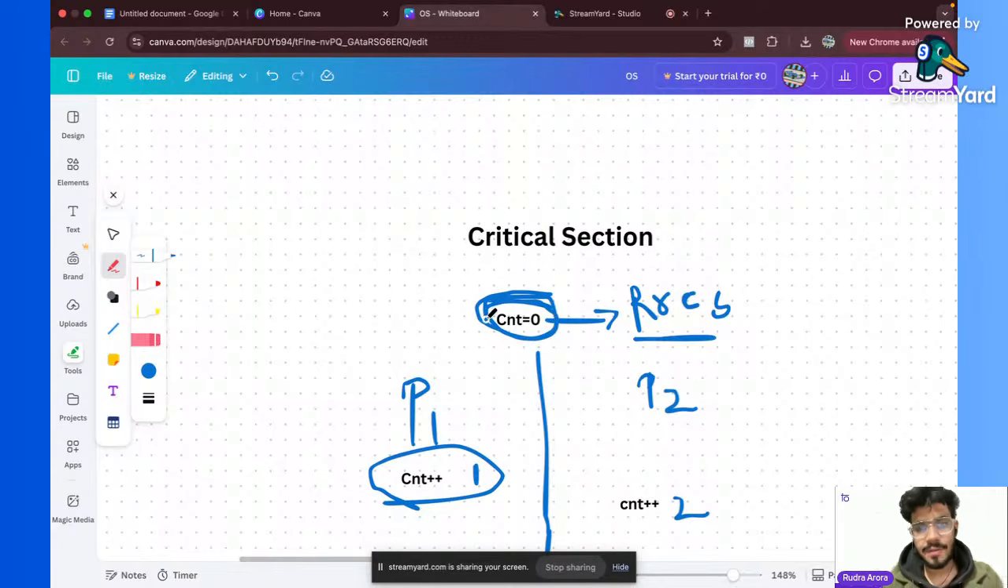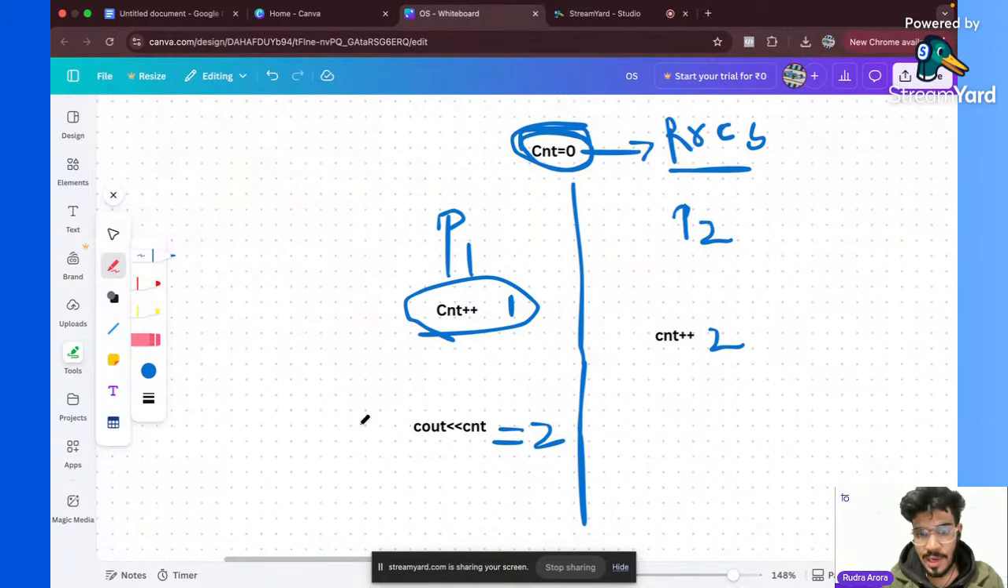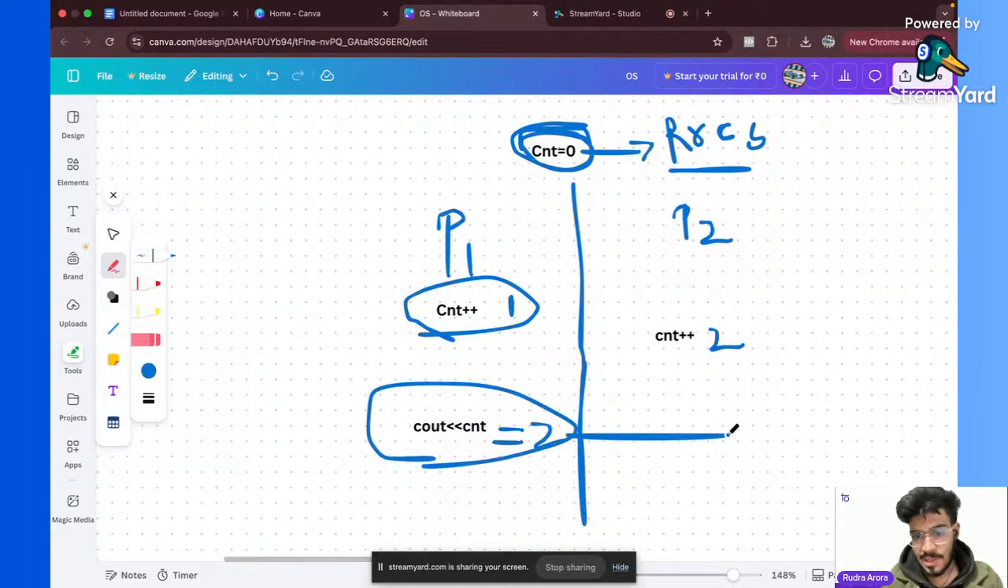So this count was our critical section. Critical section refers to all those resources which are shared among different processes. And the thing that happened here, that P1 did something on count and got a wrong value, is known as the race condition: due to multiple processes working on the same shared memory, there are inconsistent results.